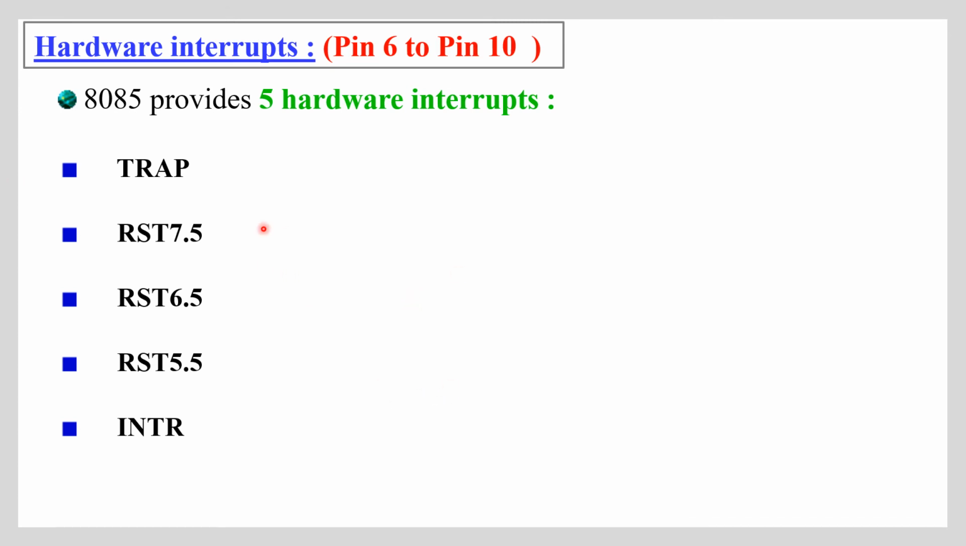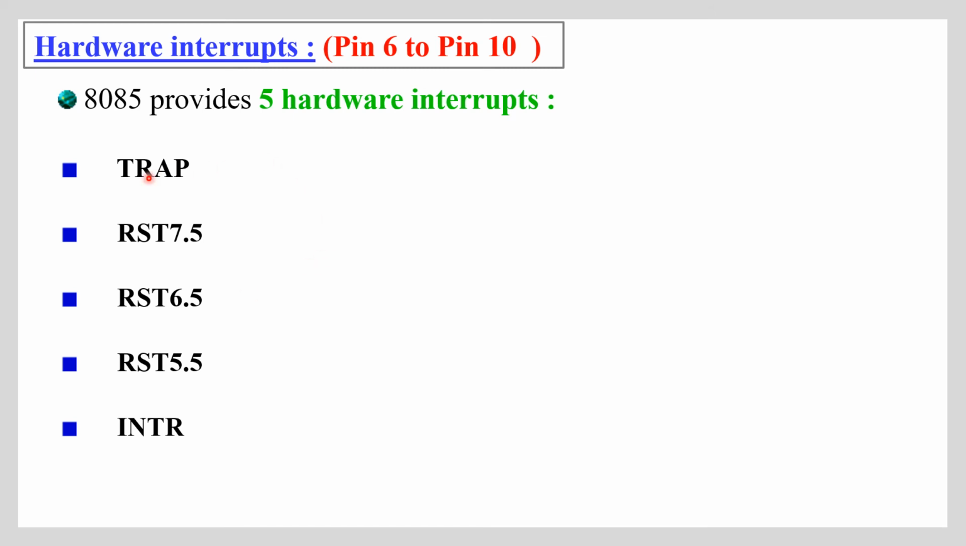Pin number 6 is TRAP, then RST 7.5, RST 6.5, RST 5.5, and INTR. All these 5 pins are called hardware interrupts. They interrupt the microprocessor. These are called hardware interrupts, very important. So 8085 provides 5 hardware interrupts.